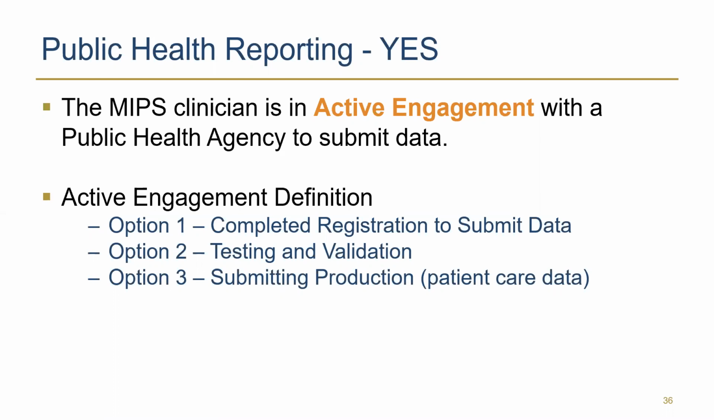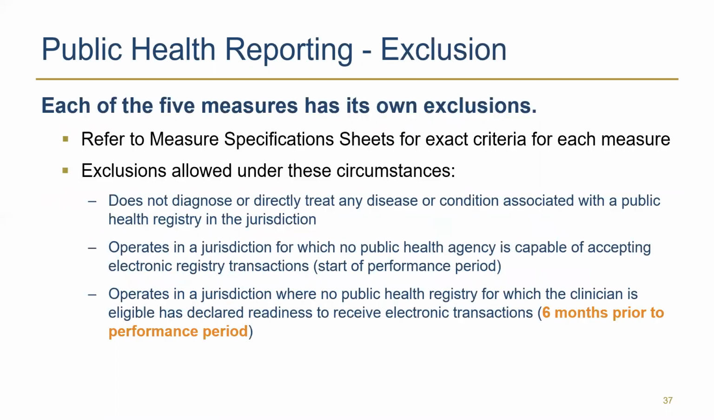The third option is actually production. The MIPS eligible clinician has completed testing and validation and is actively and electronically submitting production data to the public health agency or the clinical data registry. Each measure has its own exclusions, so please refer to the specification sheets for details on a measure for which you would like to claim an exclusion.